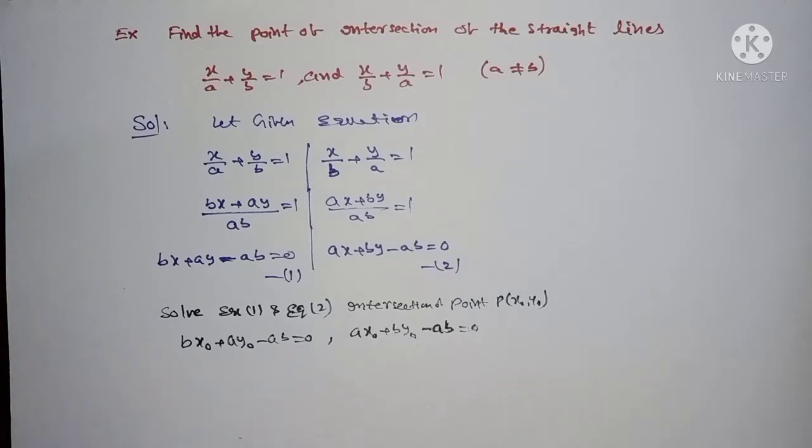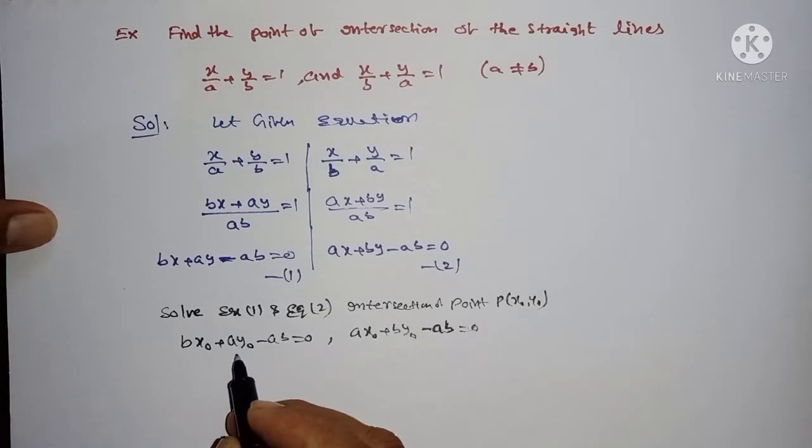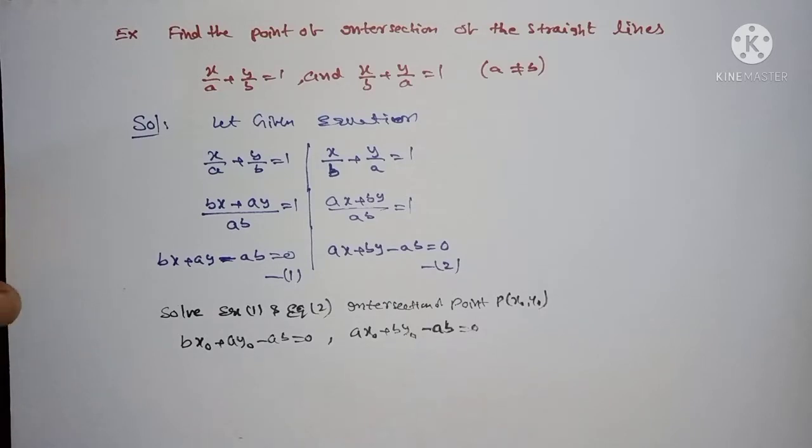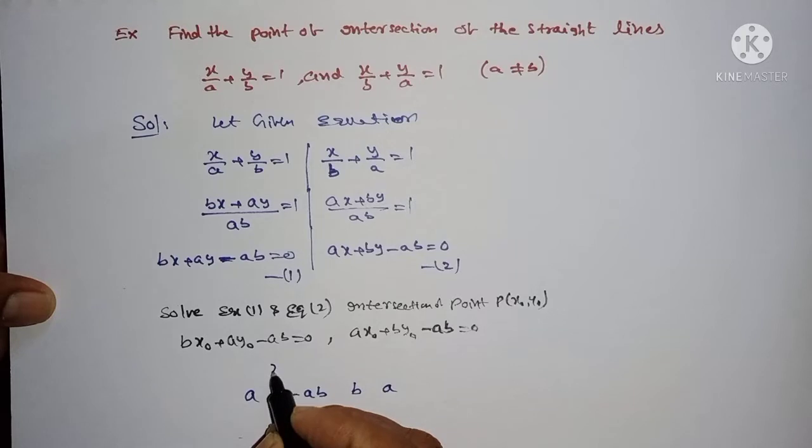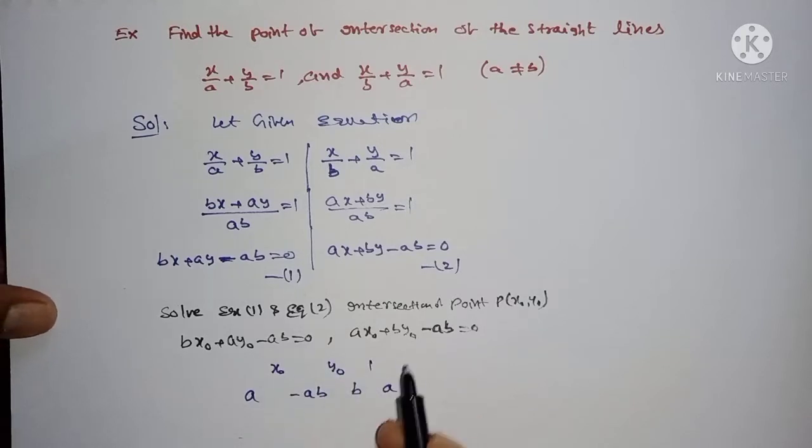Then you can write the formula. What is the formula? b1 c2 - b2 c1 by a1... Otherwise, you can solve by the method of writing as it is. The coefficient of y naught is first a, then -ab, and next b. This is a x naught, this is a y naught, and this is the constant. And the other equation is b, -ab as it is, and a, b.